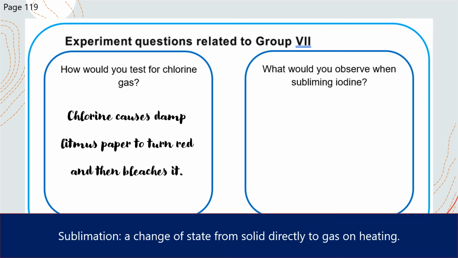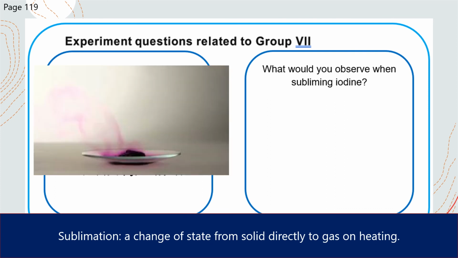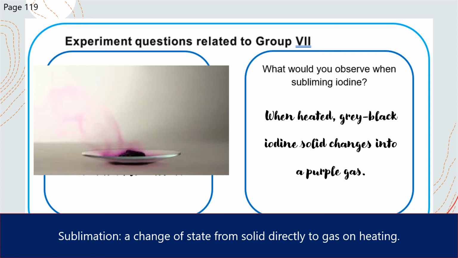So sublimation is a change of state from solid directly to gas on heating. So if you heat the solid, it will skip the liquid phase. It won't melt. It will just change to a gas. And that happens with iodine. When you heat iodine, look, it changes from a grey-black solid to this lovely purple vapor or purple gas. It goes straight to the gaseous phase, and it's a lovely colour. So our observation here then is going to be when heated, grey-black iodine solid changes into a purple gas. So pause here and write that in.